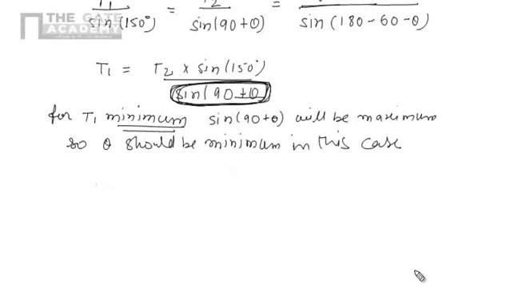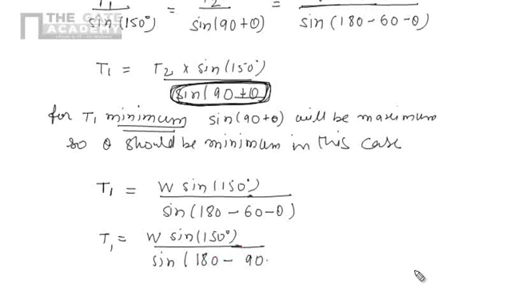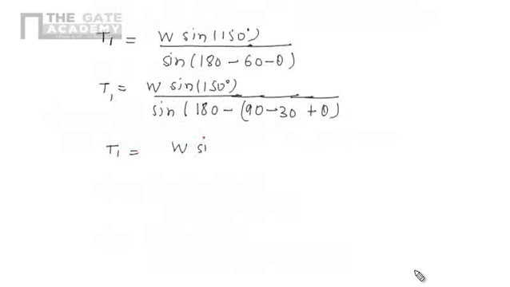Similarly, if we take T1 equals W sine 150 degree divided by sine (180 minus 60 minus theta), or we can rewrite this as W sine 150 divided by sine (180 minus 90 minus 30 plus theta). So we can write W sine 150 degree over sine (180 minus theta), which is nothing but sine theta, 90 minus 30 plus theta.